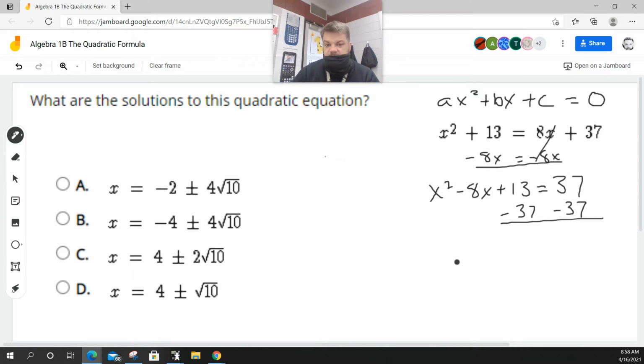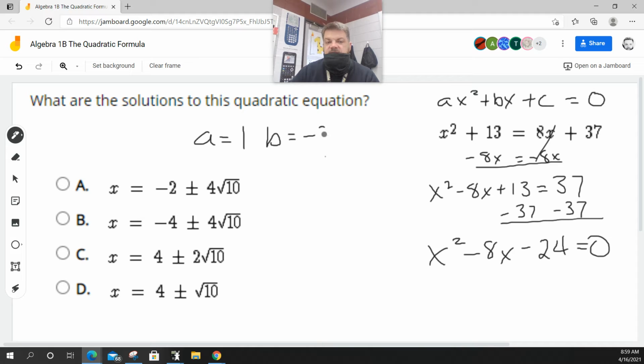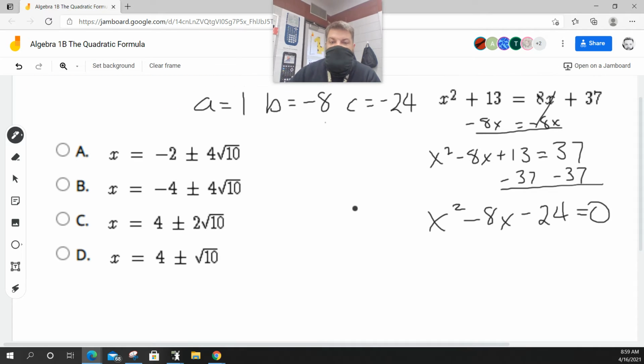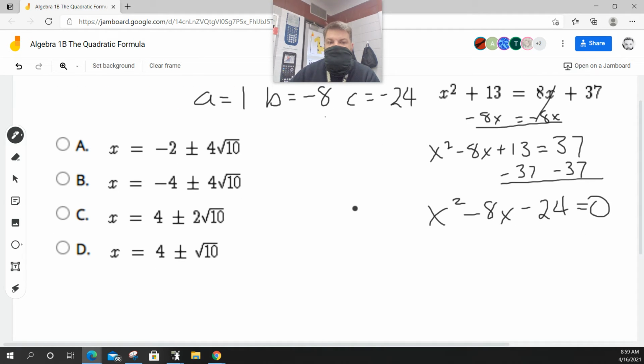So then x squared minus 8x minus 24. Okay, that's cool. I did all that so I could figure out that a is equal to 1, b is equal to negative 8, and c is equal to negative 24. All right. Well, let's plug that in the formula, shall we?